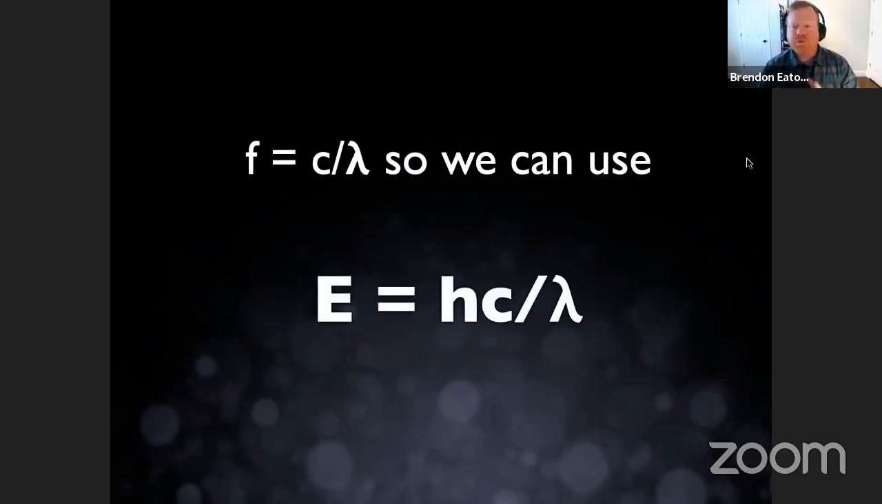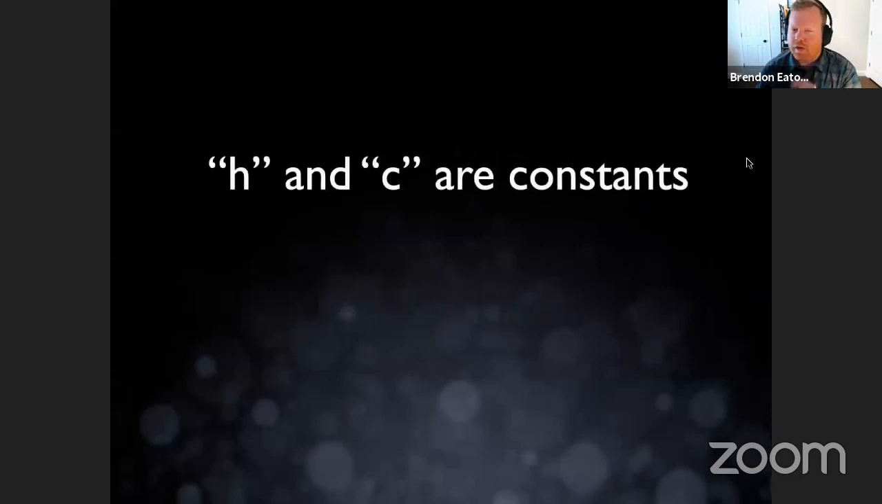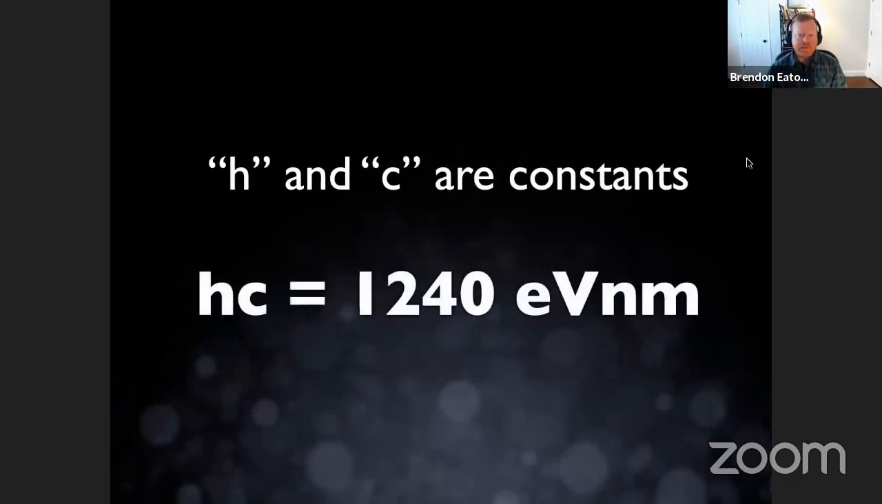All right. So if we go back to our basic wave equation that c is equal to f lambda, we can rearrange that pretty easily by saying that frequency is equal to the speed of light over lambda. So in this case, if E is equal to hf, we can rearrange the equation to say that E is equal to hc over lambda. And h and c are both constants in that equation. If we take both those constants and multiply them together, we get 1,240 electron volt nanometers.